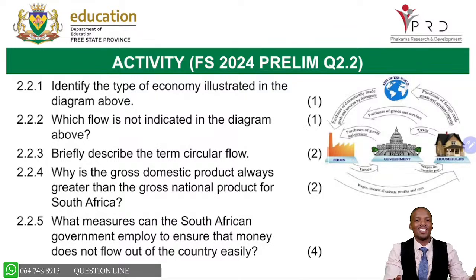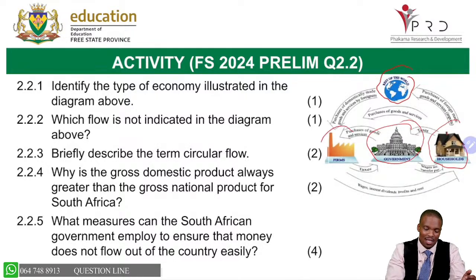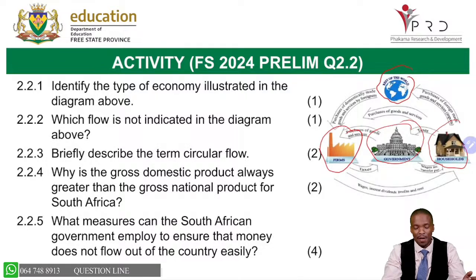All right, grade 12. Let's just look at the questions as well as the possible answers. But the approach would still be, before we can attempt to answer questions, to analyze the data response. The top part says rest of the world. Then here we've got household. In the middle, we've got the government. And down there, we've got the firms.